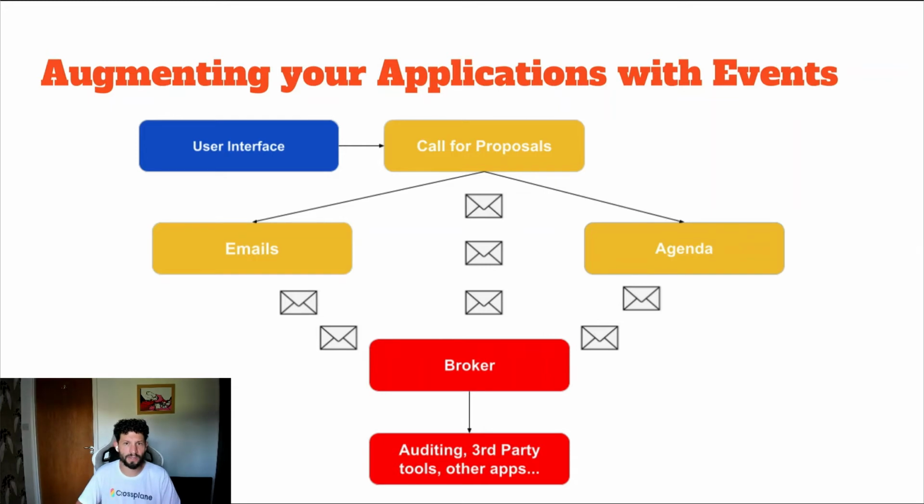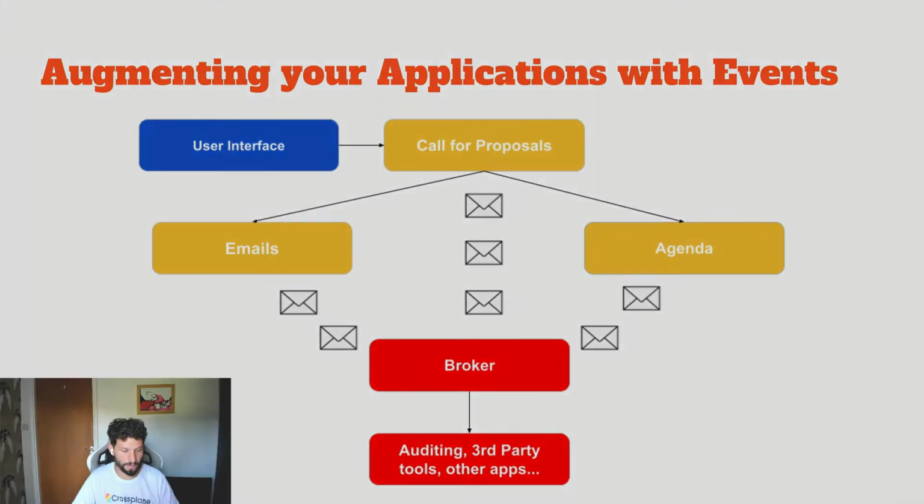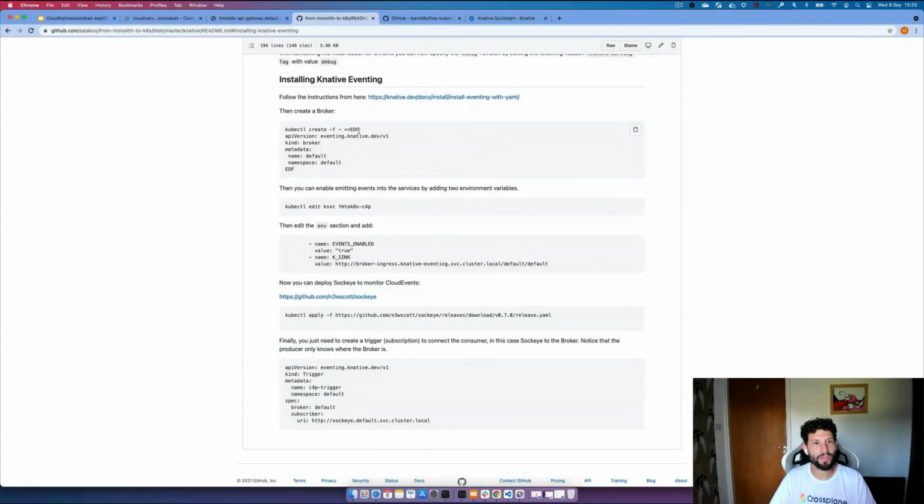For example, I can start building dashboards saying, a proposal from the moment that it was received to the moment that it was approved, it took this amount of time. So let's take a look at that demonstration to see if I can show you how events work in action. Going back to the document, you will see that there is another section for installing Knative eventing and just running this example that I'm going to be running now.